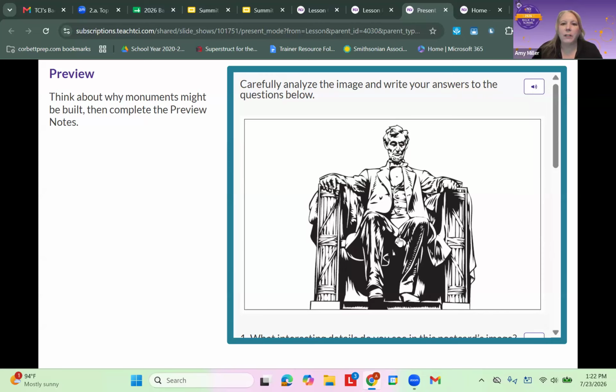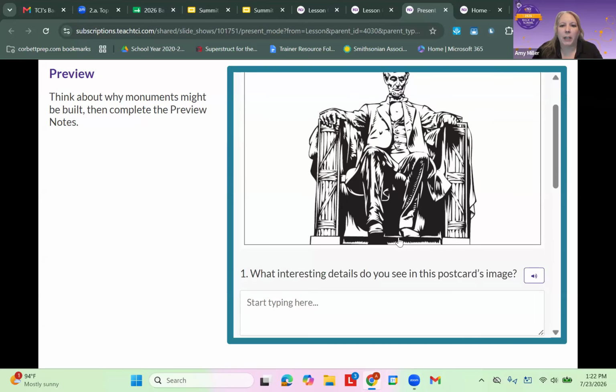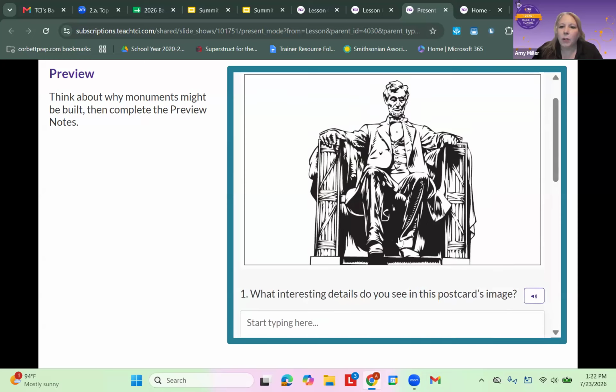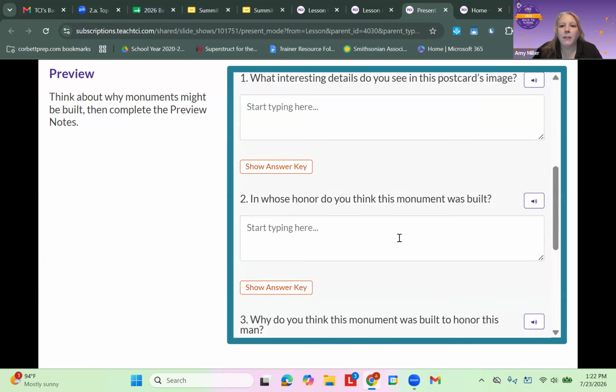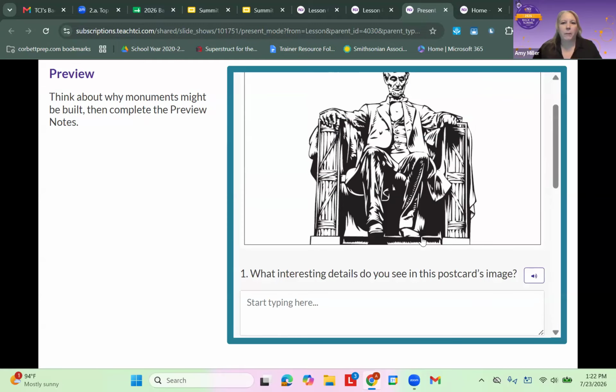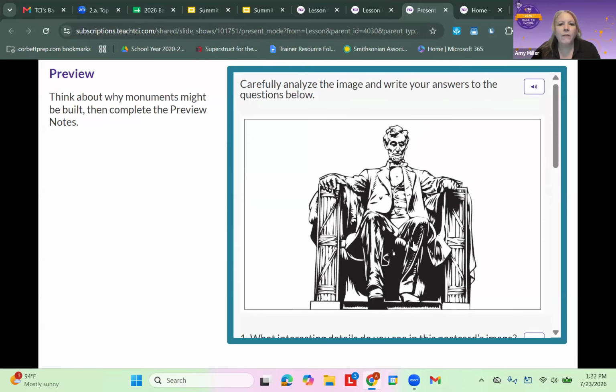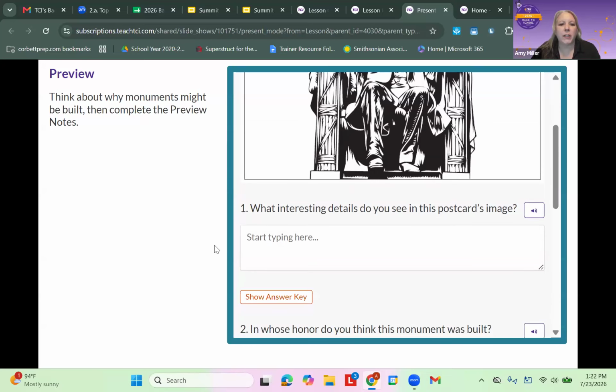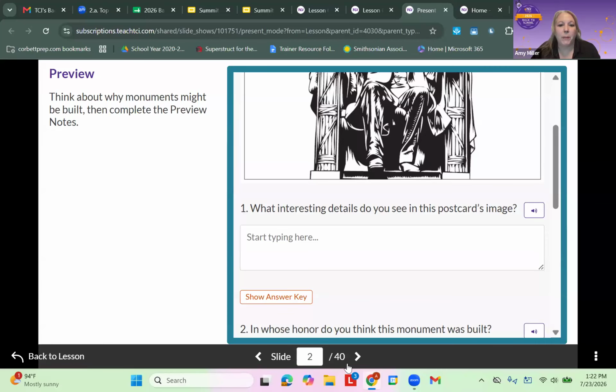And so we look at this image of Abraham Lincoln. And we look at it and we're like, why do you think they made this monument? In whose honor? And then we all get to the point where, like, yes, it's Abraham Lincoln. And then the question is why? When we build monuments for people, what have they accomplished to justify why that has been built?